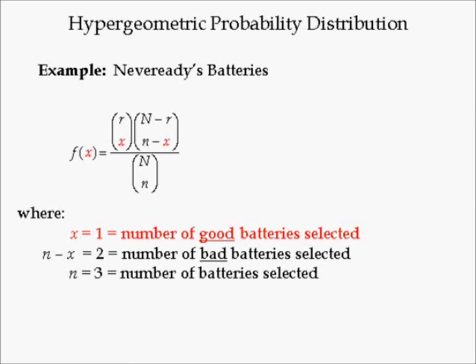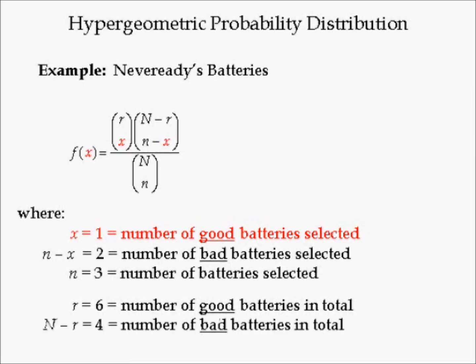So little n is three. R is the number of good batteries in the drawer, in the population. When we pull three out, that's a sample, n equals three. But we're picking those three from the 10 batteries in the drawer, and six of them are good. N minus R is the number of bad batteries in the drawer. And N equals 10 is the total number of batteries in the drawer.